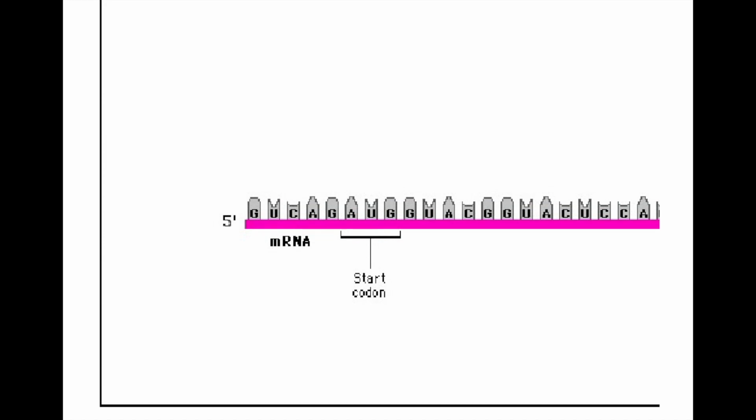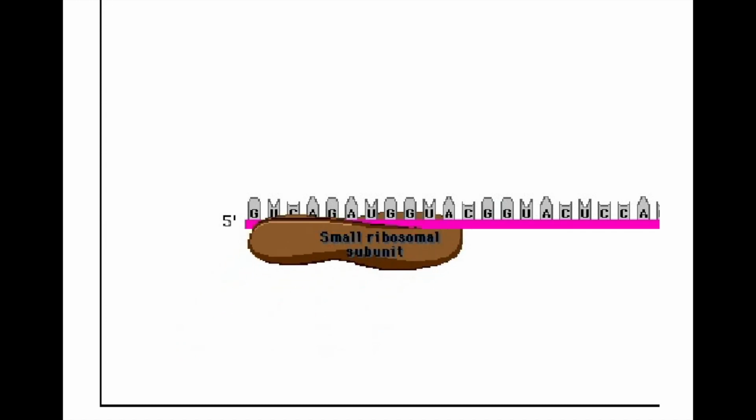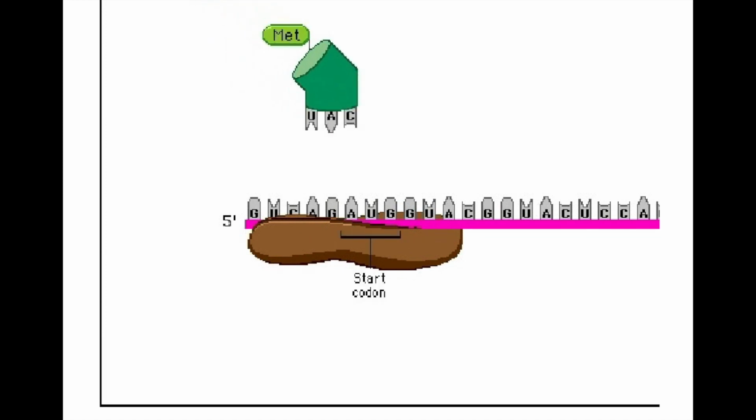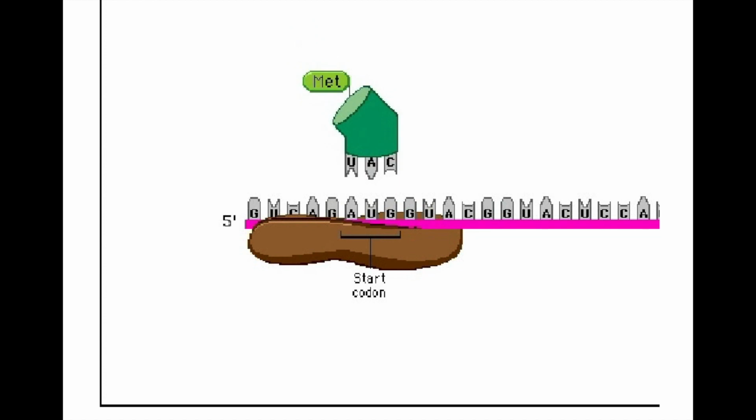We can divide translation, the process of building a polypeptide, into 3 stages: initiation, elongation, and termination. Translation is initiated when the small ribosomal subunit binds to the leader at the 5' end of the mRNA molecule. The anticodon of the initiator tRNA binds to the start codon, AUG. The initiator tRNA always bears the amino acid methionine.